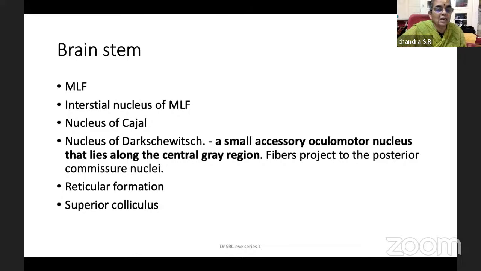Reticular formation is for attention, which is very important for visual fixation, and superior colliculus has two portions. One portion is for novel target and another portion is for field. So these are the structures: medial longitudinal fasciculus, interstitial nucleus of MLF, nucleus of Cajal, nucleus of Darkschewitsch, which collects the posterior commissure and controls lid movement, and reticular formation for alertness and attention, and superior colliculus for novel target recognition and field recognition.